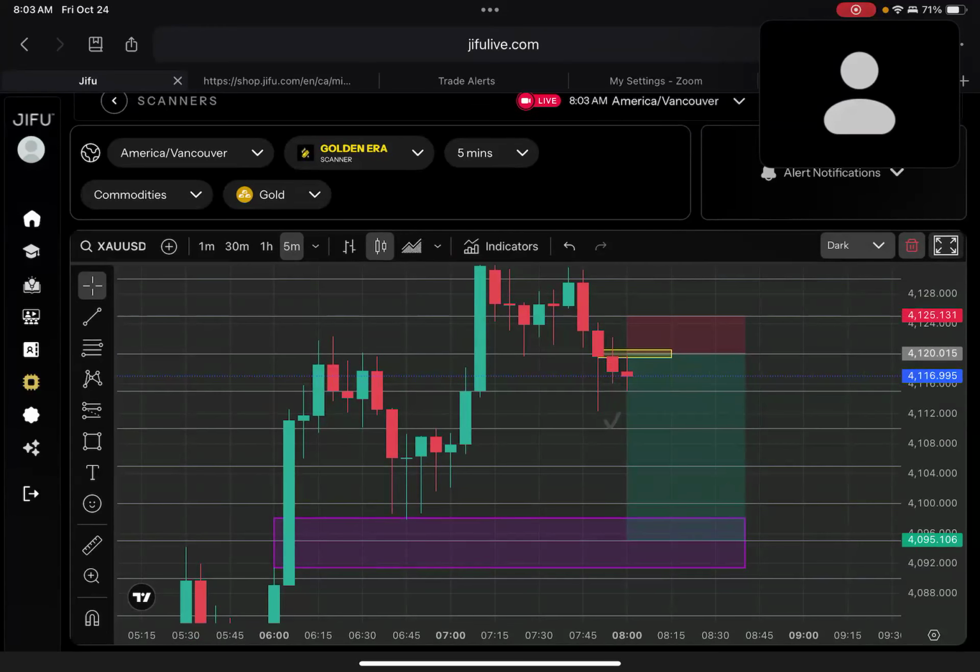Doesn't matter what trade you take, if it's an educator's call out, if it's your own trade, the scanner, you don't want to over leverage your trading. Always make sure you use the proper lot size. But 41.20 was the entry, 41.25 is the stop loss, and 40.95 is our take profit.